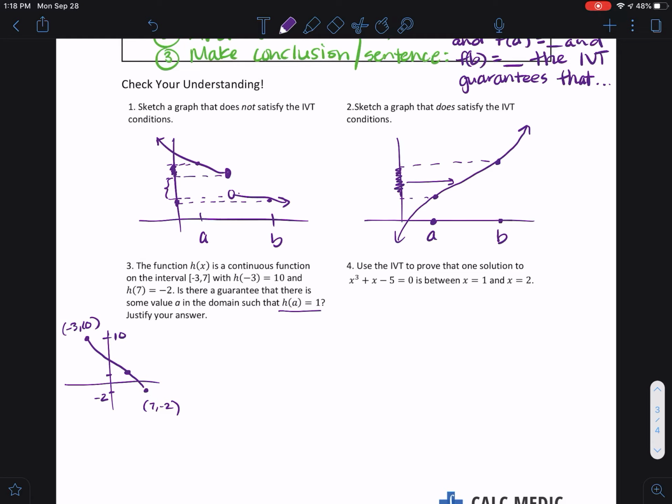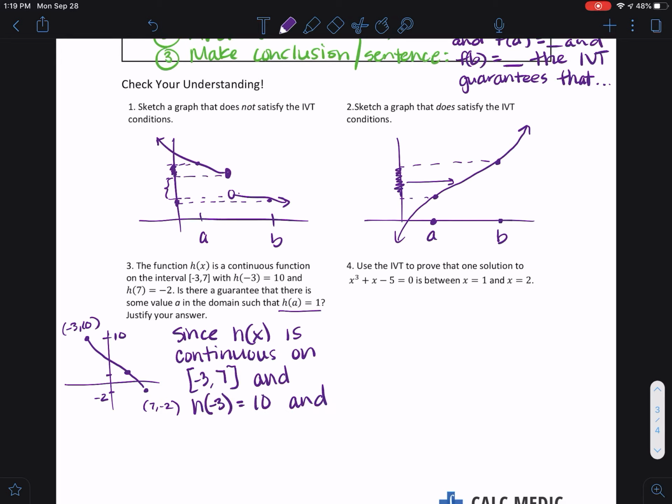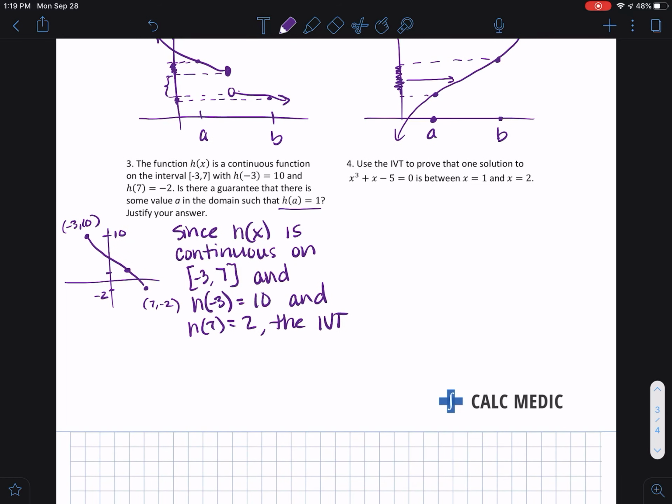So let's practice writing our sentence. Since h of x is continuous on the interval, we're using -3 to 7 here, and h of -3 is 10, and h of 7 is -2, the IVT, and you can write IVT on the calculus test, they know that.